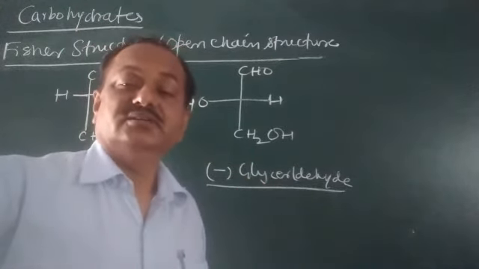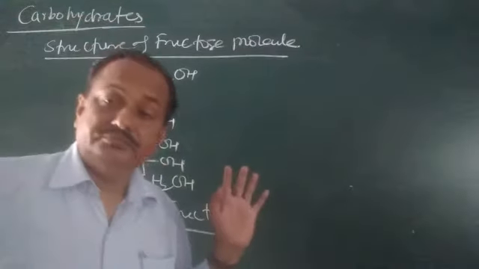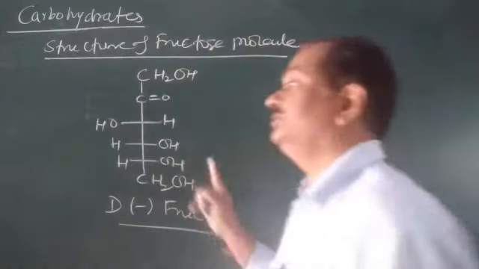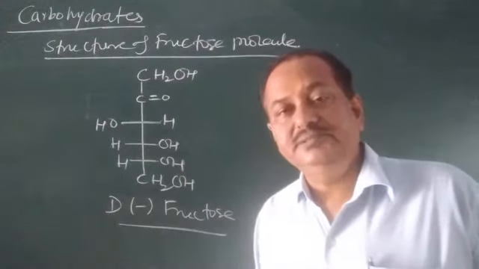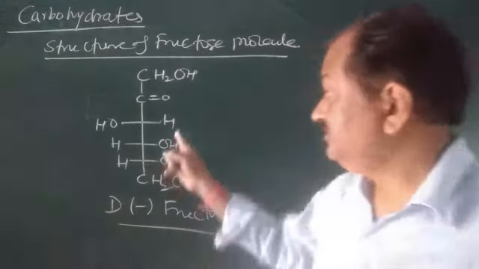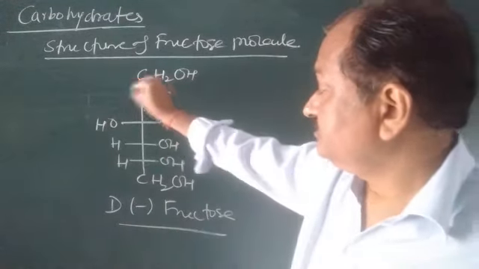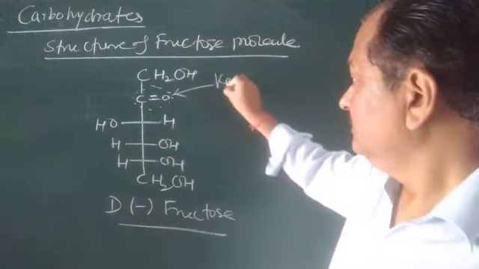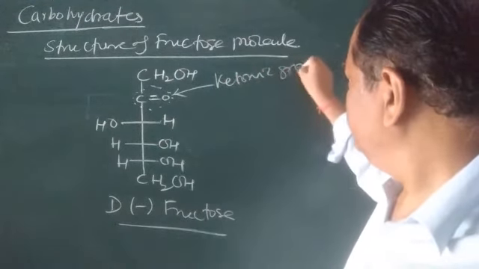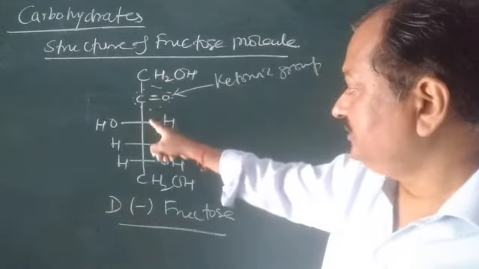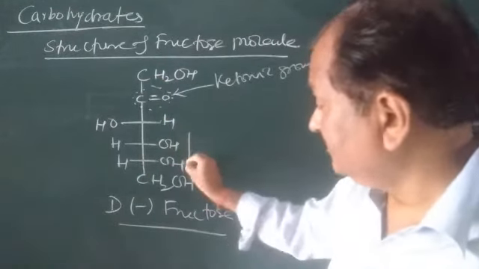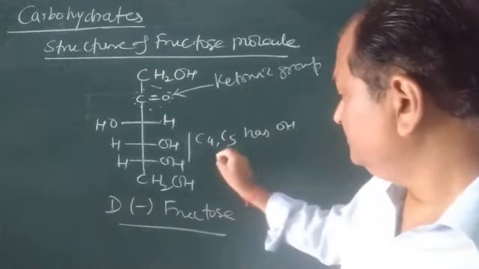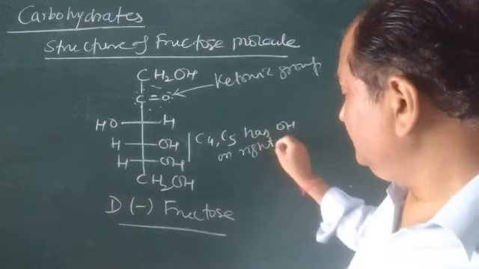Now we will see about fructose. Coming to the structure of fructose: as you know, carbohydrates are complex polyhydroxyaldehydes or polyhydroxyketones. So this is the ketonic group at C2. Again, numbering 1, 2, 3, 4, 5, 6, here also C4 and C5 have OH on the right side.